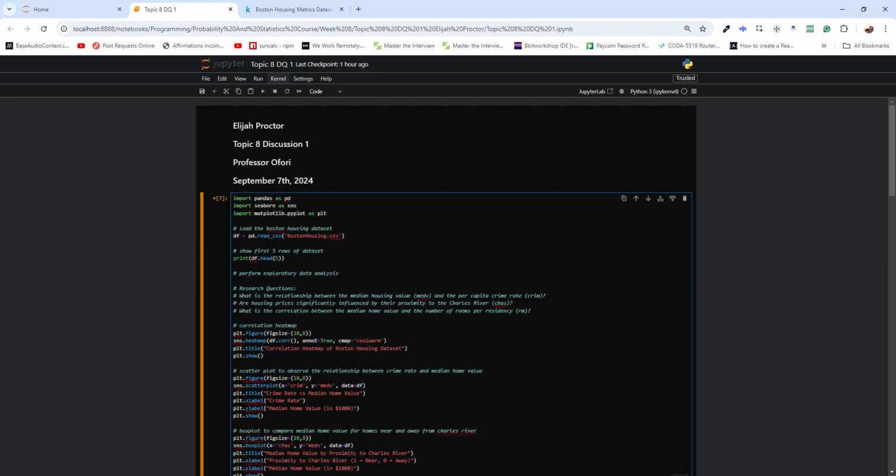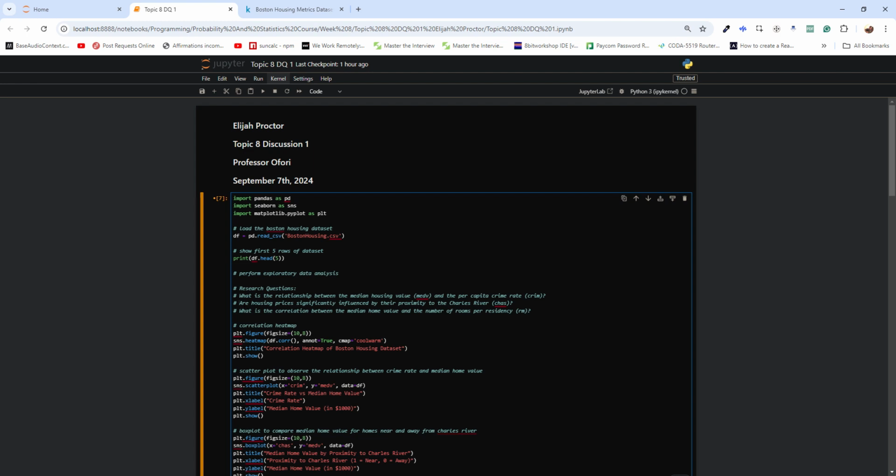So the first one, what is the relationship between the median housing value and the per capita crime rate? And so the scatter plot that we had showed a negative relationship between the crime rate and the house price. As our crime rate was increasing, the median home value was decreasing, and this means that towns that have higher crime rates have lower home prices.